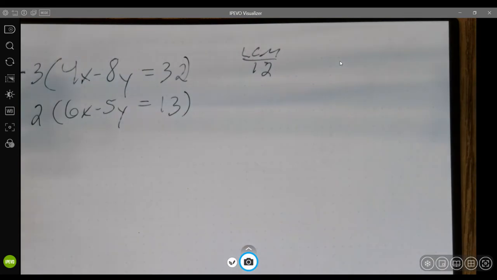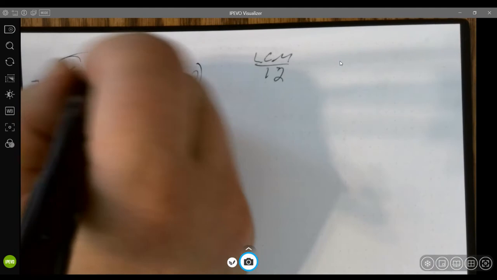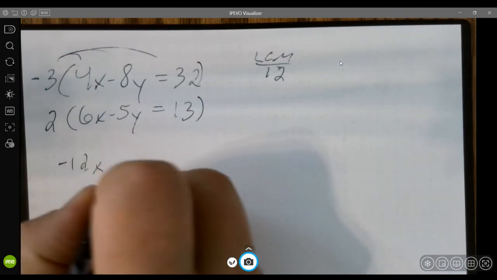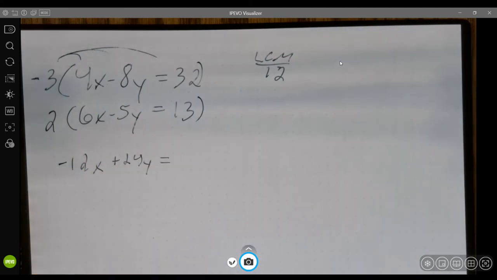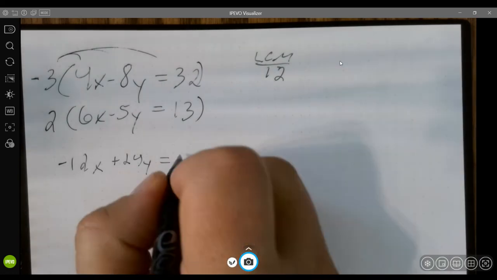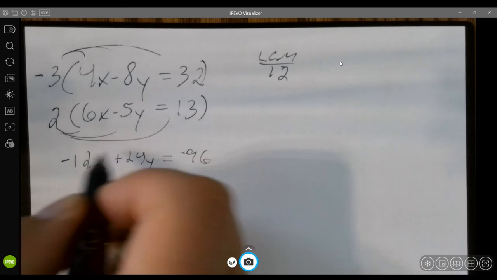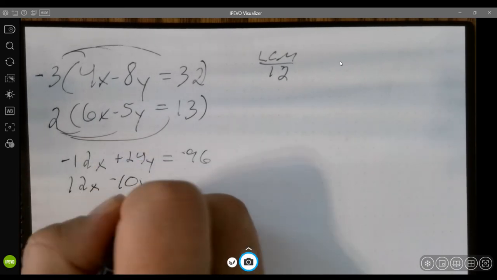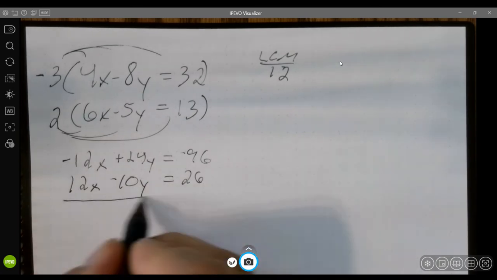I'm just going to do the top row. So I need to multiply everything in the top row by negative 3, not just a negative. So I get negative 12x plus 24y equals 32 times negative 3 is negative 96. So that's my new top row. Bottom row, 2 times 6x is 12x. 2 times negative 5 is negative 10y. 2 times 13 is 26.